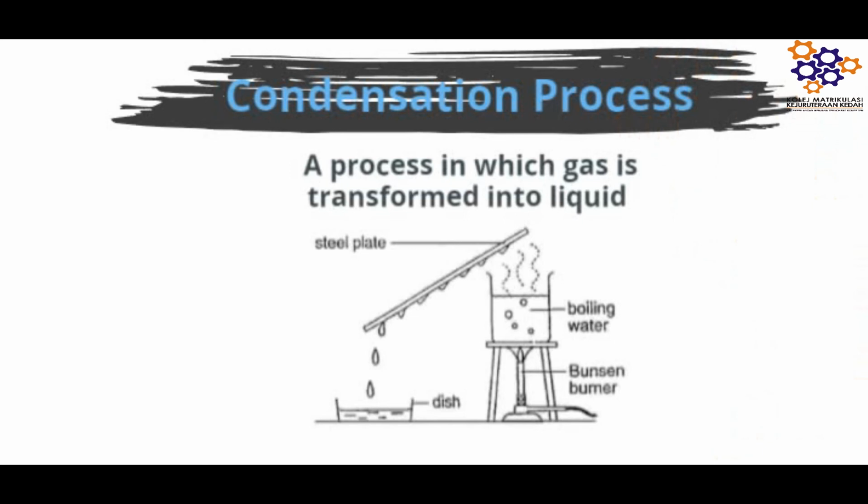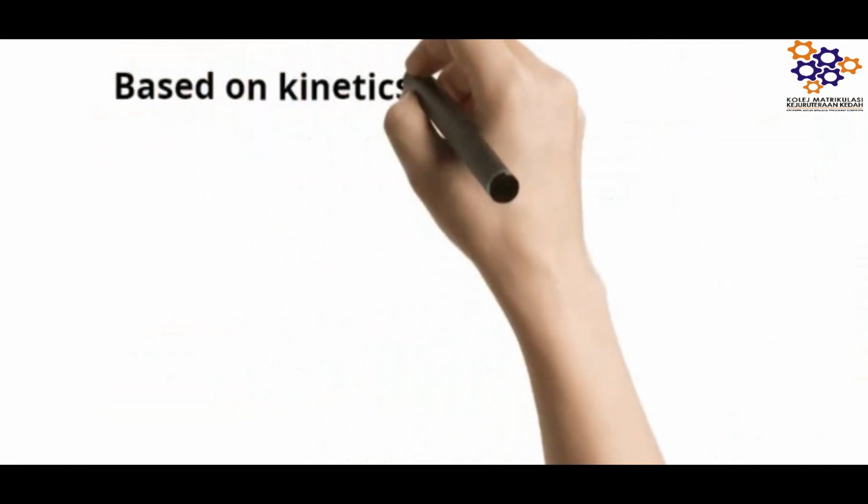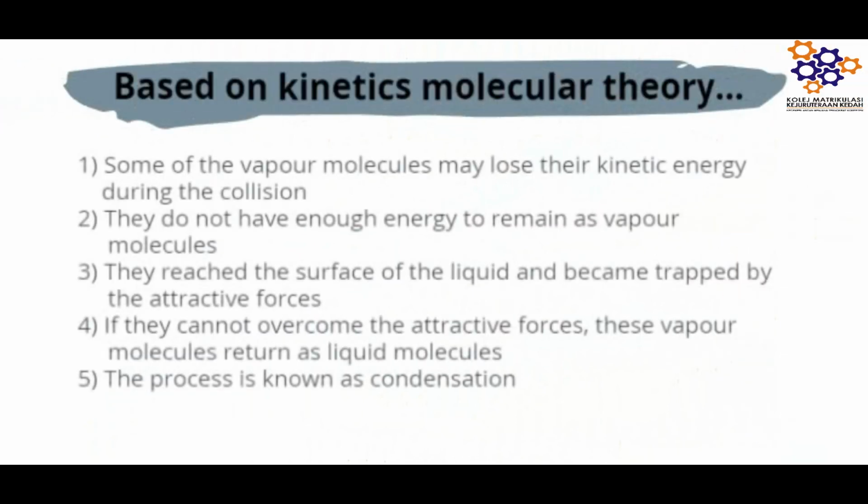Condensation process. This is the process in which gas is transformed into liquid. Based on kinetic molecular theory, some vapor molecules may lose their kinetic energy during collision. They do not have enough energy to remain as vapor molecules. They reach the surface of the liquid and become trapped by the attractive forces. If they cannot overcome the attractive forces, these vapor molecules return as liquid molecules. This process is known as condensation.